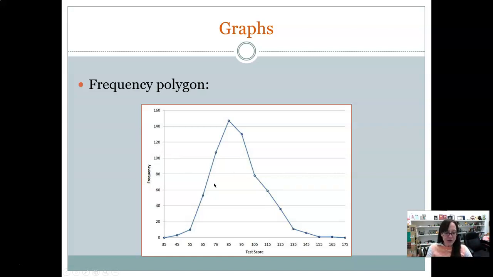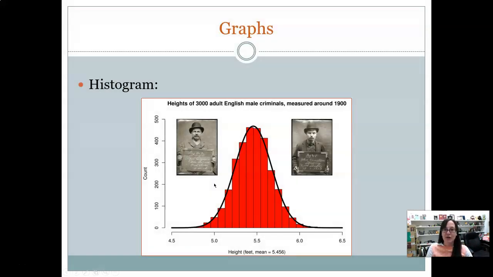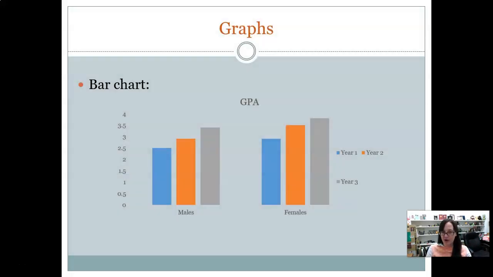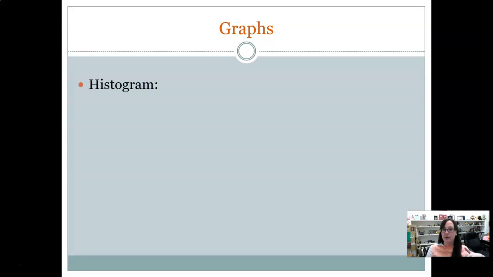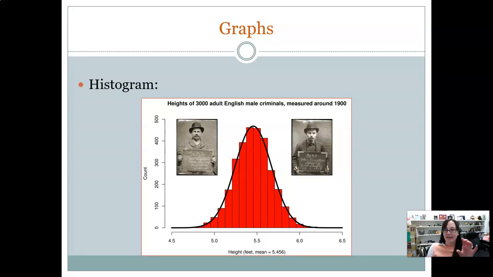And you can do that with frequency polygons, you can do that with histograms, you can do that with bar charts, you can do that with any of these, where you change the scales. Usually it's the y-axis that you change the scale, but you could change the scale on the x-axis too if you wanted to make it look like almost everybody was right around the same kind of measure.